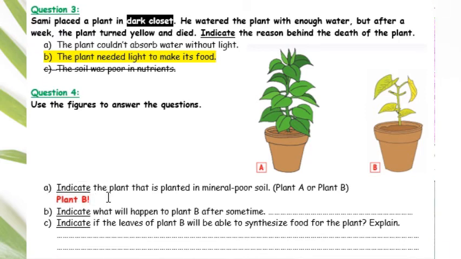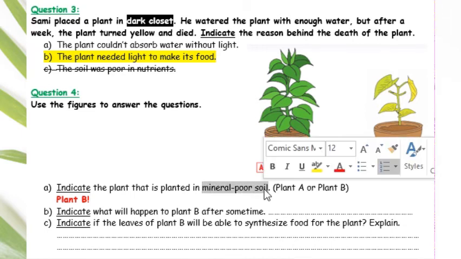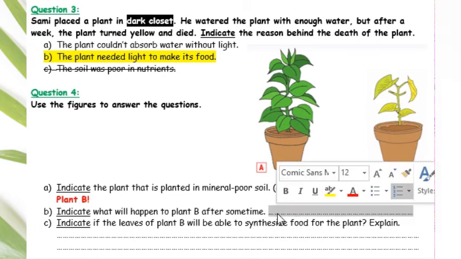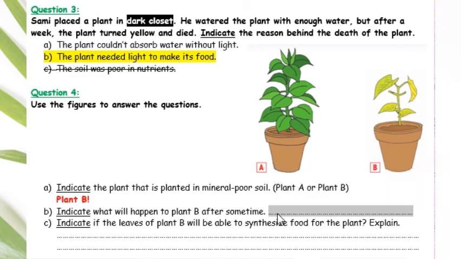Plant B shows an incomplete growth. It's not growing healthy, so there's something missing in this plant's environment, and I think it is because this plant is placed in mineral poor soil. What will happen to plant B after some time? This plant lacks minerals, so the plant will die after a while.